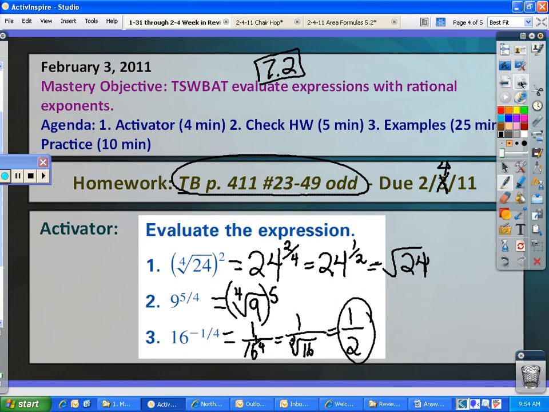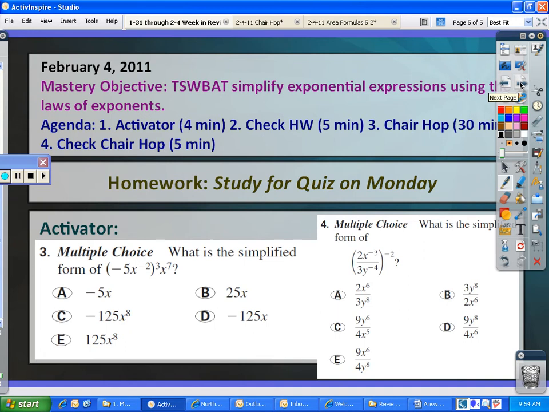On Friday, February 4th, we actually did some practice with all of those, combining the laws of exponents, the nth root, and rational expressions. If you notice, the activator for today was the same activator as before, but we actually collected data on that and voted using the active expressions. We checked the homework, of course, from the previous night, and then we completed a chair hop activity. The chair hop activity was a review for the quiz on Monday. I do already have a video posted for that quiz on Monday. Notice that the homework is to study for that quiz on Monday, which is simplifying exponential expressions.